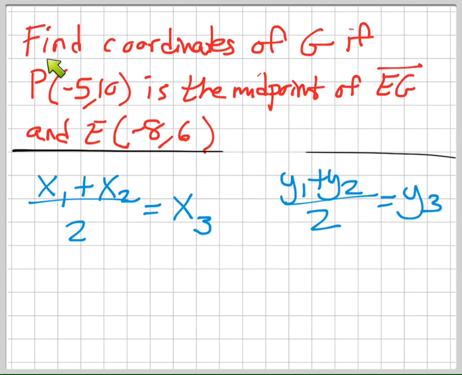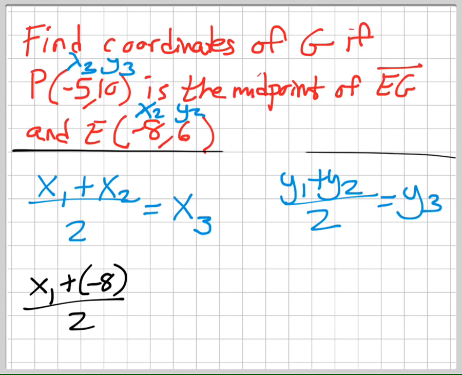Where would I plug in the midpoint? X1, X2, or X3? I'd plug it in at X3, Y3 because I call that the midpoint. What about this one? It's an endpoint, so it doesn't matter. It could go X1, Y1, or X2, Y2, because one of the endpoints is the first coordinate and one's the second. So let's call this X2, Y2. I could call it X1, Y1, but it doesn't matter. If we plug those in, I'm going to solve for X1 plus X2, which is negative 8, divided by 2. That should equal negative 5. That's my midpoint.